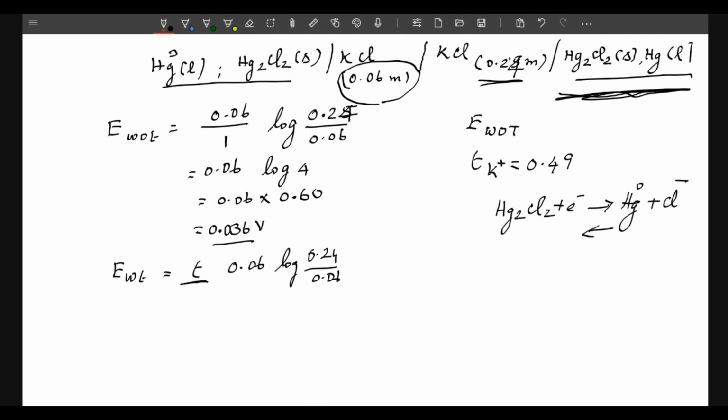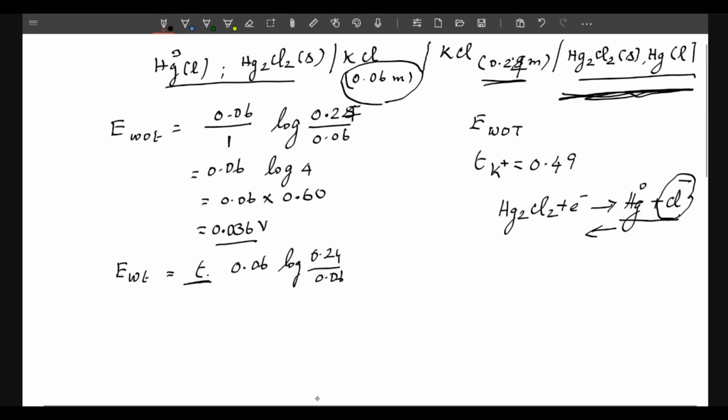And this electrode is reversible with respect to the anion. If it is reversible with respect to anion, you should put the T plus. If it is reversible with respect to cation, you should put the T minus. Therefore, here T plus is given as 0.49, and for this already we have calculated 0.036.